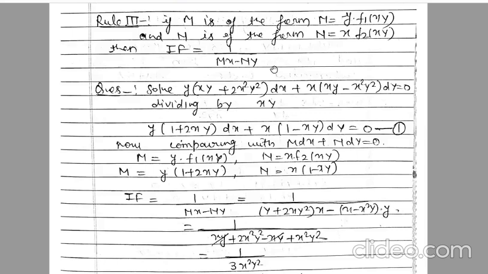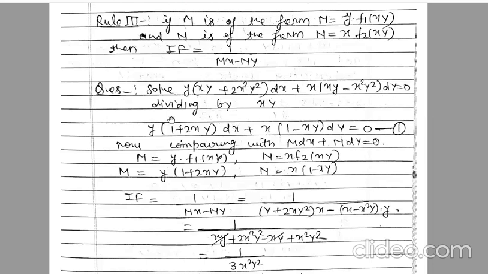So if m is of the form m is equal to y into f1 xy, and n is of the form n is equal to x into f2 xy, then your integrating factor will be 1 upon mx minus ny, right? So there is an example. Solve y into xy plus 2x square y square dx plus x into xy minus x square y square dy is equal to 0, right?